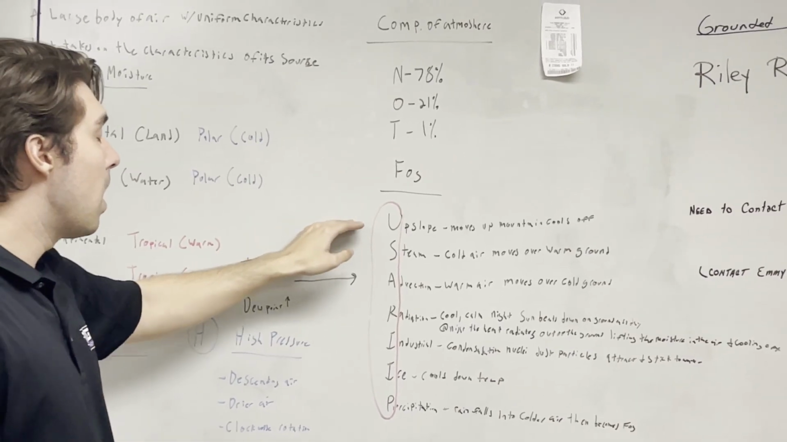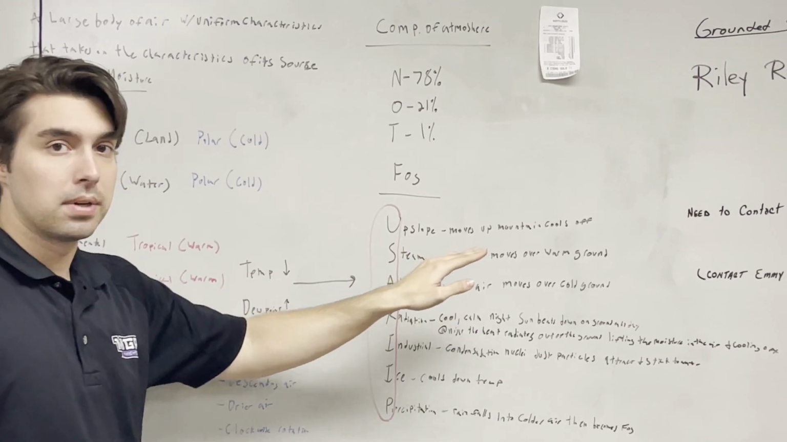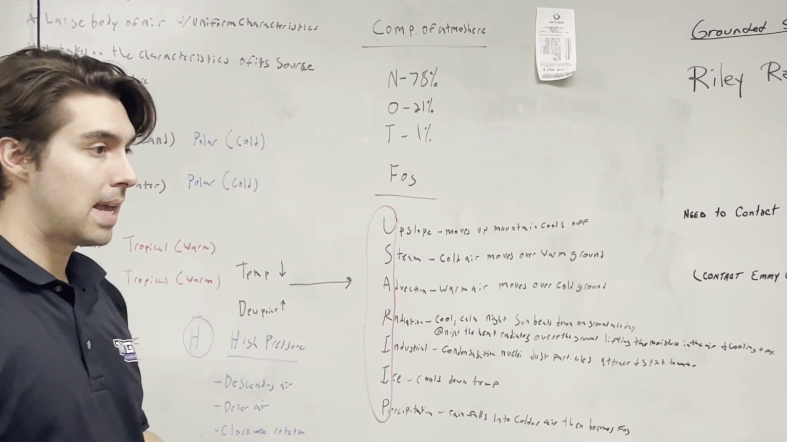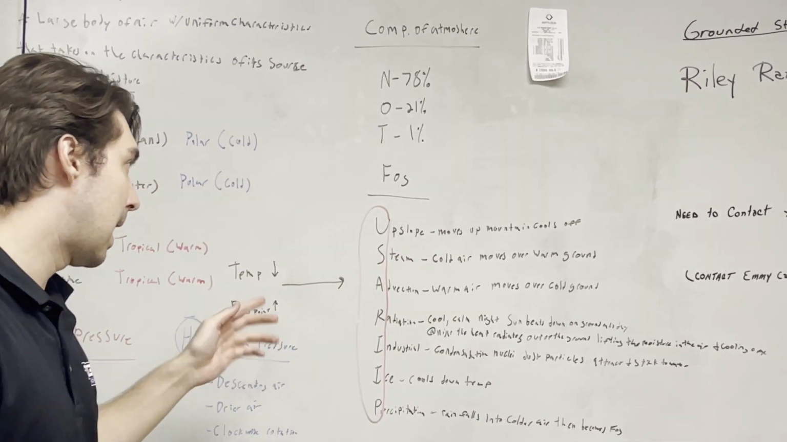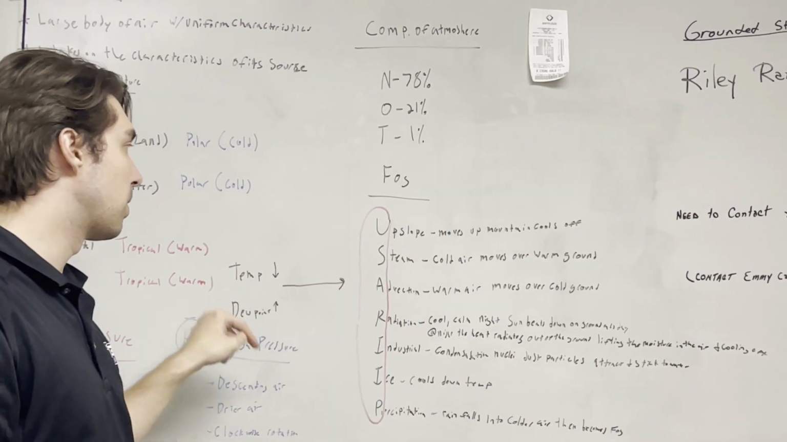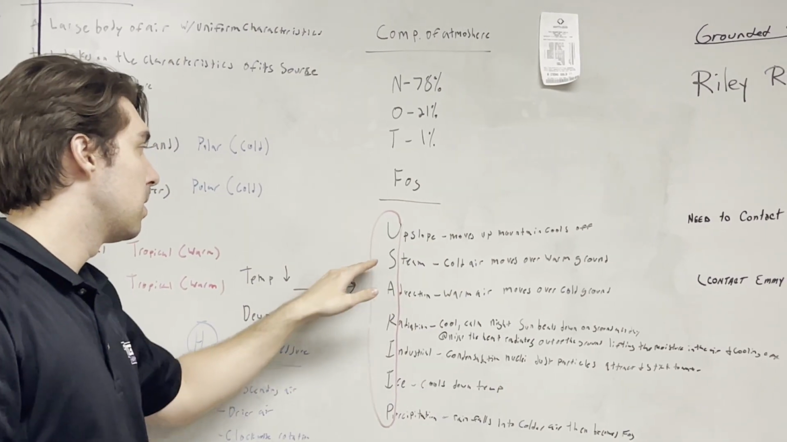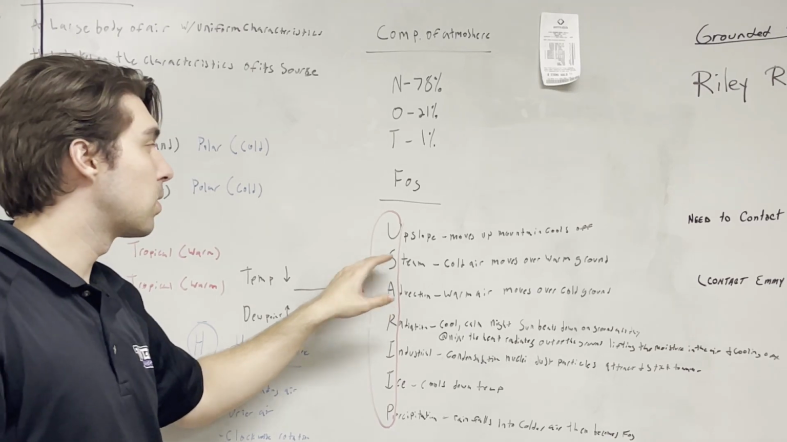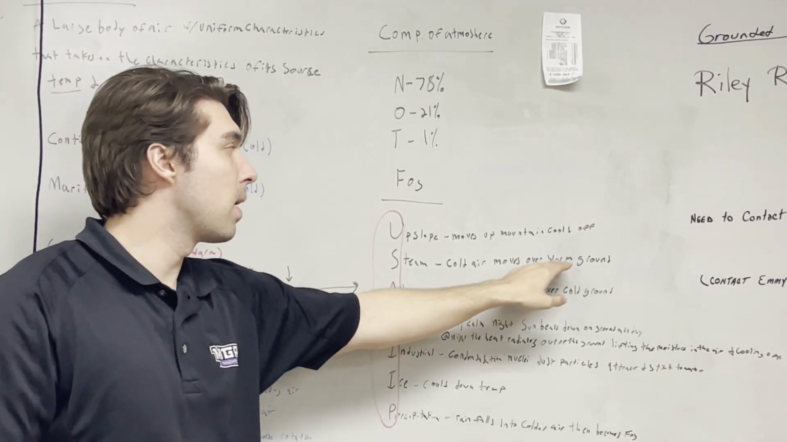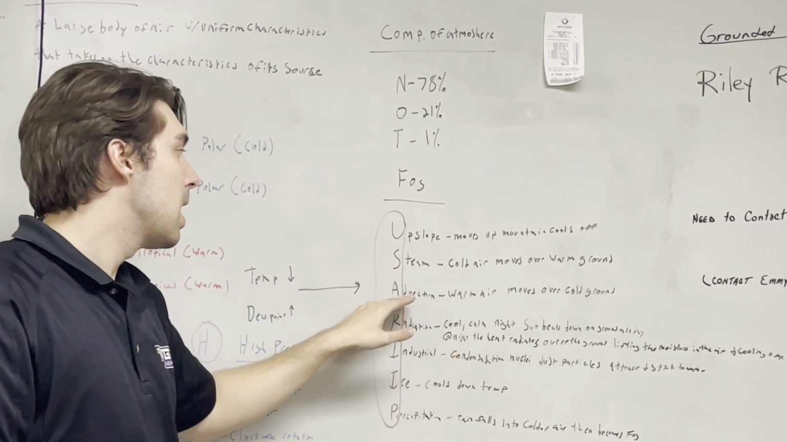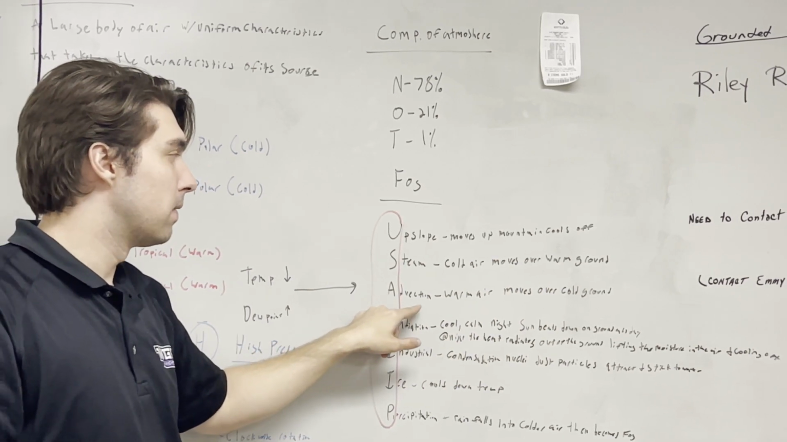Okay, so upslope is it moves up the mountain and it cools off. So it has adiabatic cooling. So as it moves up, the temperature goes down, we get fog. Steam fog, okay, that's cold air moves over a warm ground or water. Advection fog is the opposite of that.